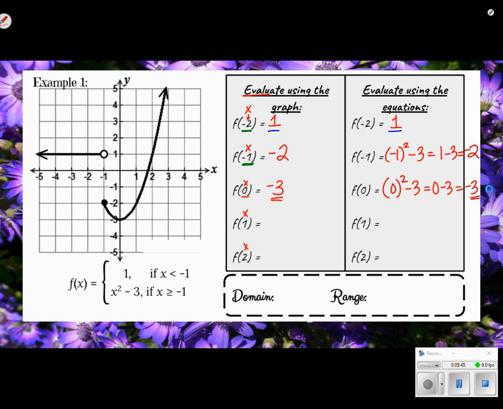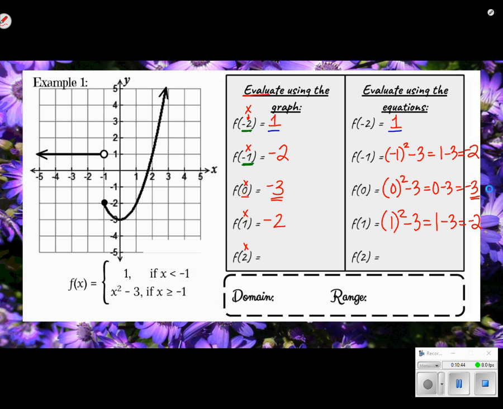Let's do 1, f of 1. So f of 1 is here. The y part of my point is right here at negative 2. Where does 1 fit in? Is 1 less than negative 1? Or is 1 greater than or equal to negative 1? It's greater than or equal to negative 1. So I want to make sure I plug in a 1 there. So 1 squared minus 3. 1 squared is 1. 1 minus 3 is negative 2. Does it match what I originally got from the graph? Yes, it did. So I want you to try the last one.